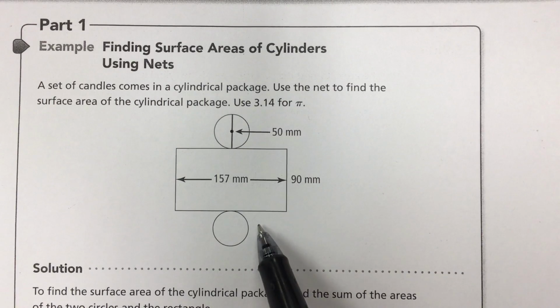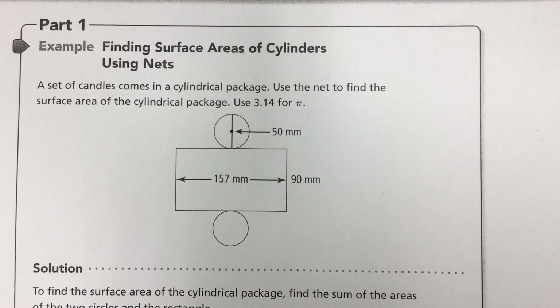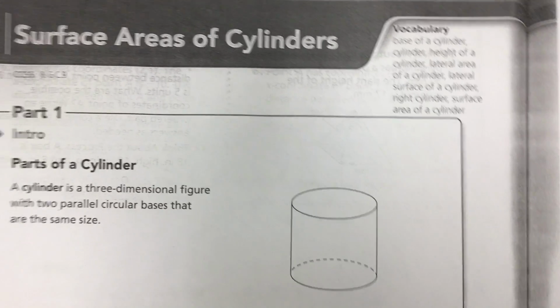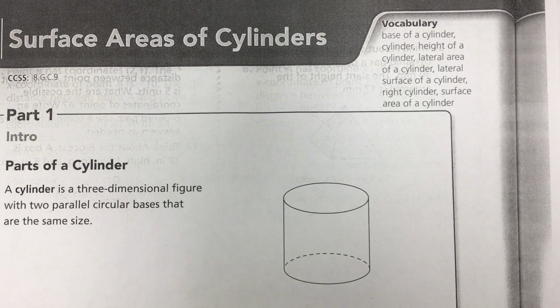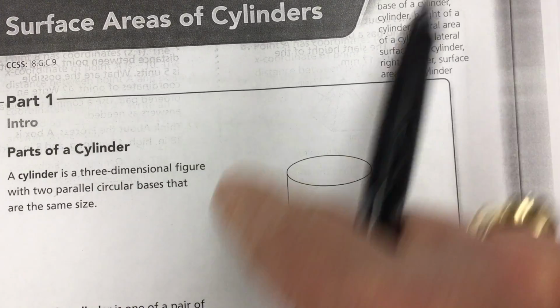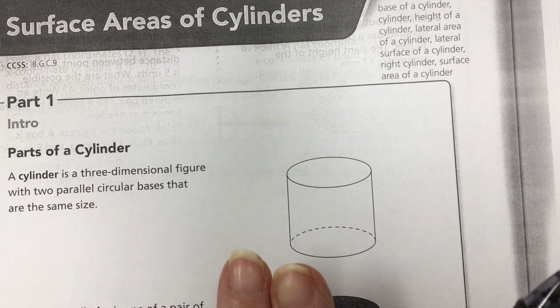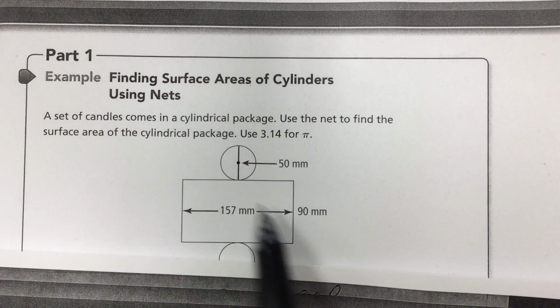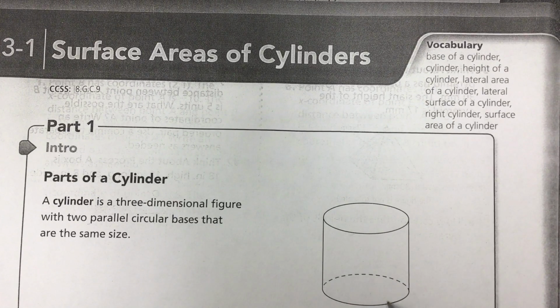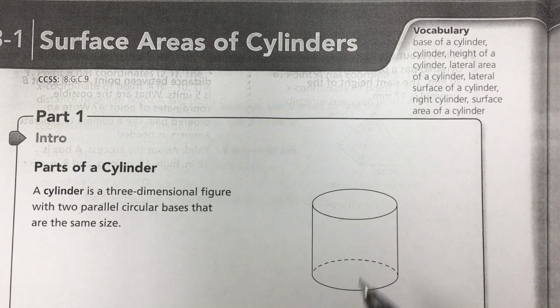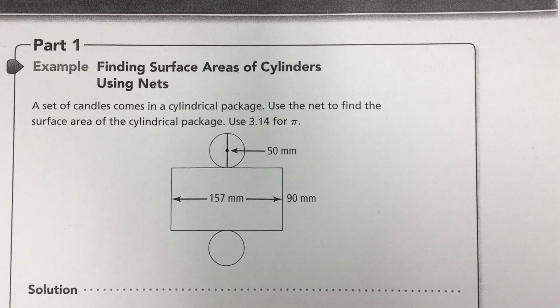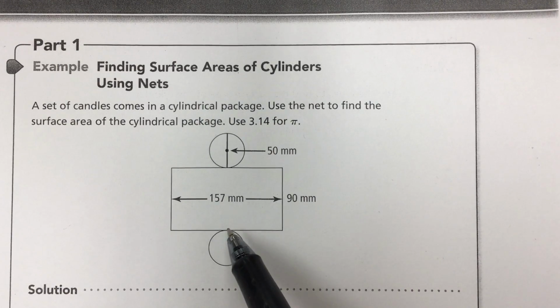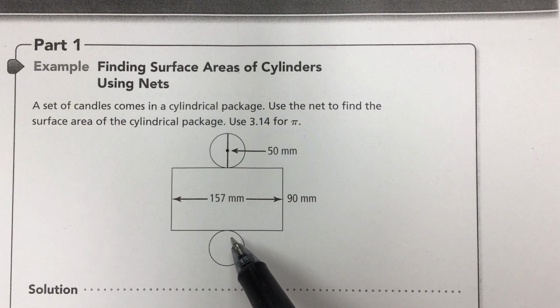All right, so they have drawn the net for us. Think about this cylinder. If it was opened up, this circle would come up. The round part of the cylinder that goes around, you could lay it open, and it would be a rectangle. And then you have the bottom part of the cylinder, which would be another circle. So this is the net of the cylinder.